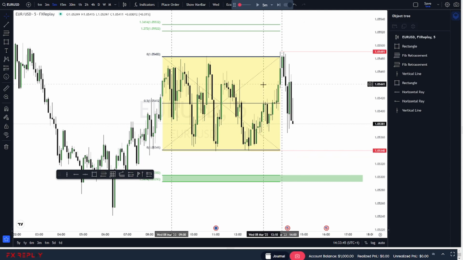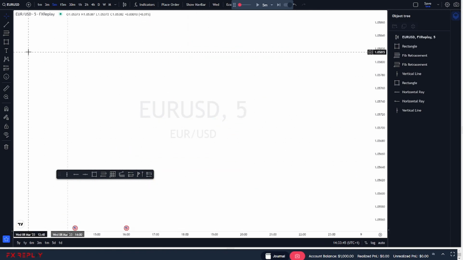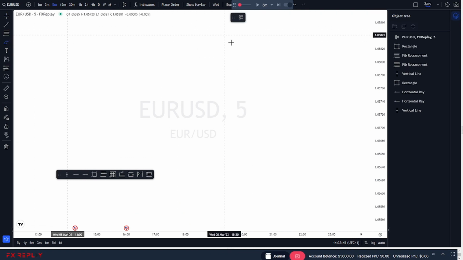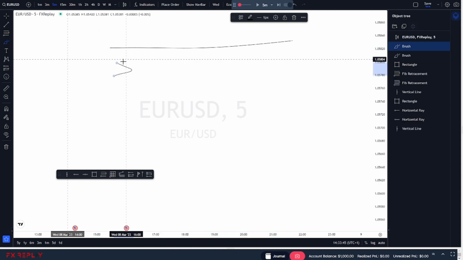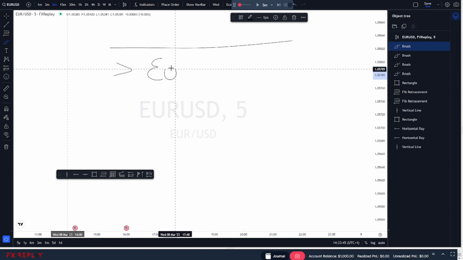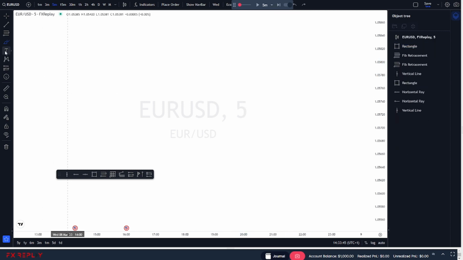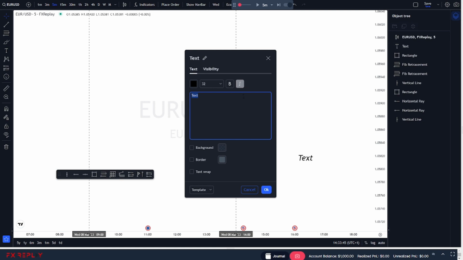So backtest it 1,000 times with FX replay, as I said, and just write down anything. For example, say, wait, is there a pencil? There should be a pencil here. So let's say this is your thing. The first thing, what pairs am I gonna trade? Euro, US dollar. Sorry for my writing. I'm gonna actually use text. I think that's better. So, trading plan. First thing, which pairs I'm gonna trade?